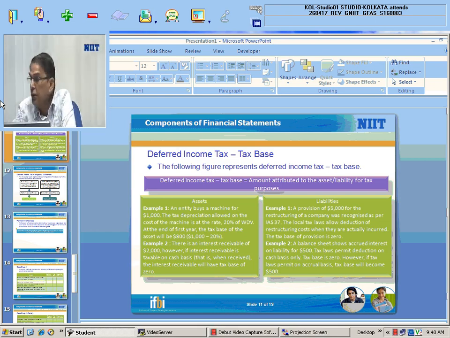But the restructuring cost has not yet been incurred, and tax law allows deduction of the restructuring cost when it is actually incurred. So the tax base of the provision is 0. The tax base of the provision is 0 until the year it is actually incurred, and then there will be no temporary difference.